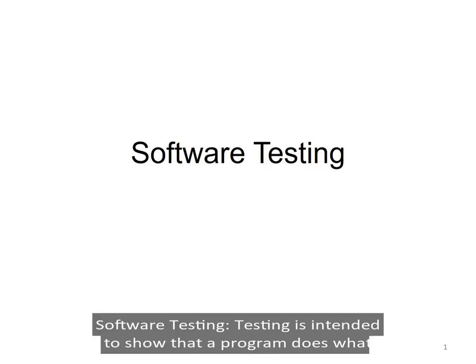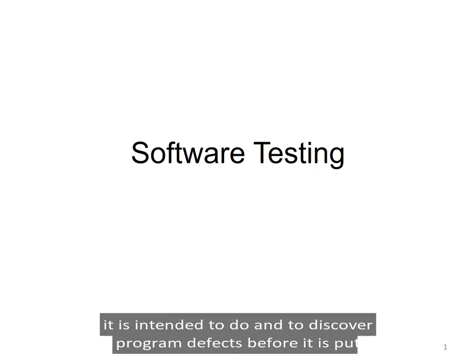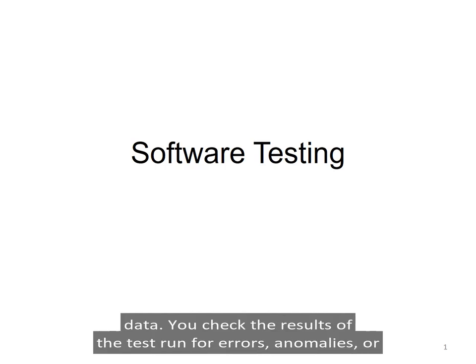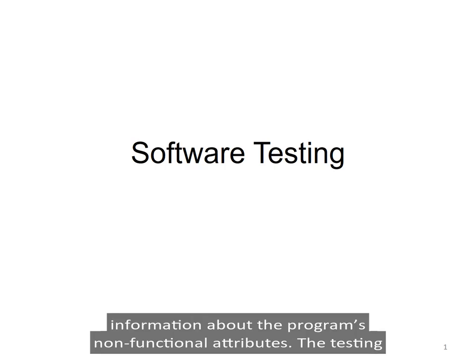Software testing. Testing is intended to show that a program does what it is intended to do and to discover program defects before it is put into use. When you test software, you execute a program using artificial data. You check the results of the test run for errors, anomalies, or information about the program's non-functional attributes.